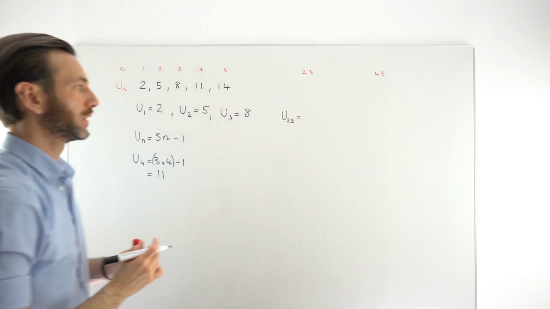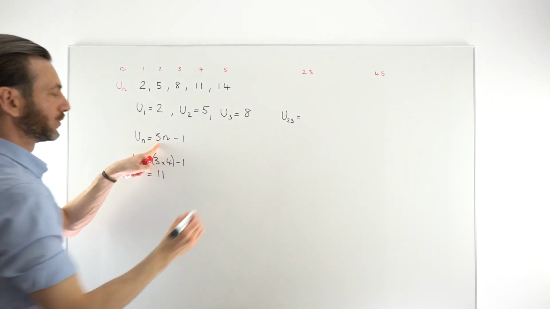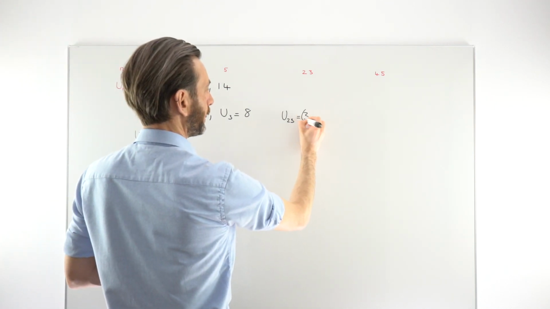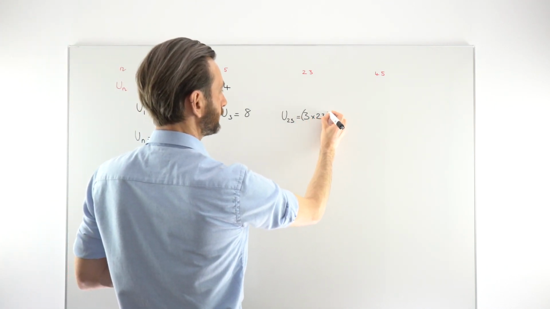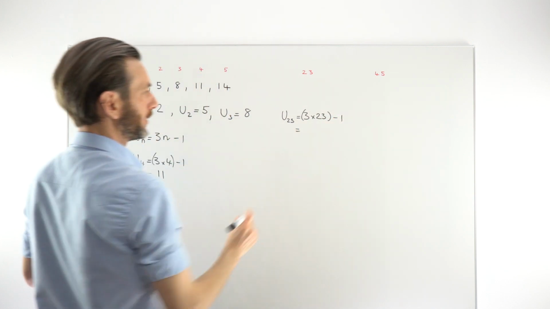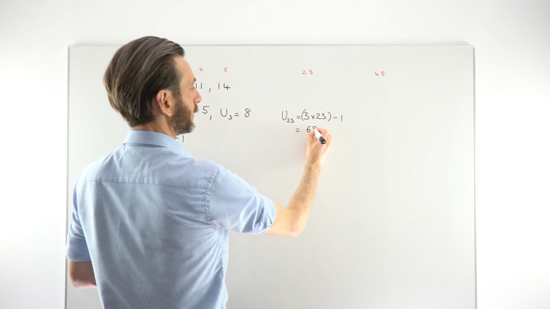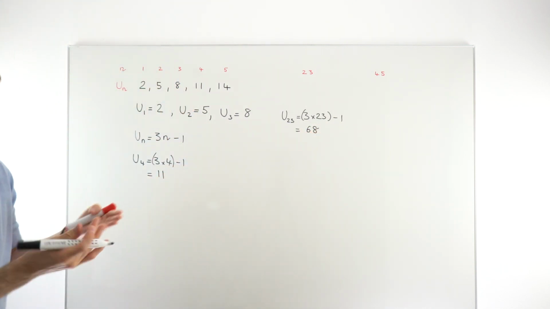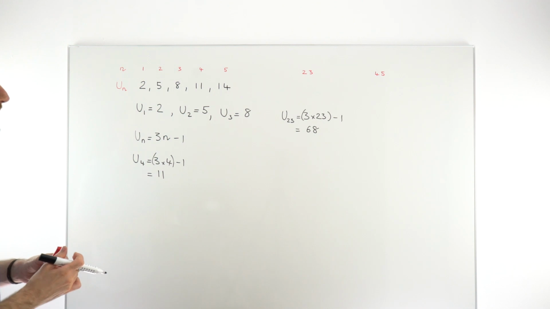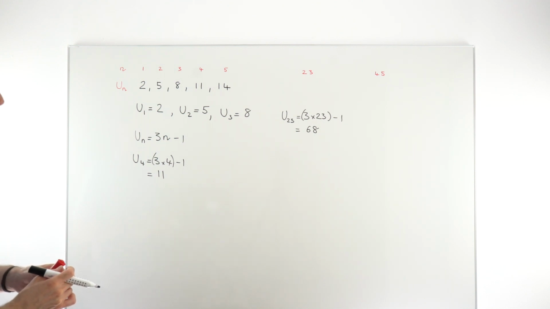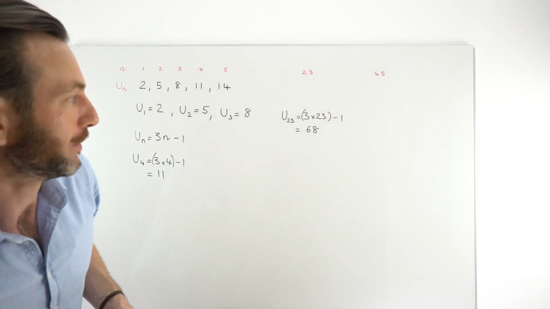If we wanted to figure out this one here, so u23, the 23rd term in the sequence, we just apply the rule. So we do 3 times 23, and then we're going to subtract 1. So 3 times 23 is 69, take away 1, 68. So once you've got that general rule, it's very quick and easy to find the terms in the sequence. So that's basically how we go about that process.